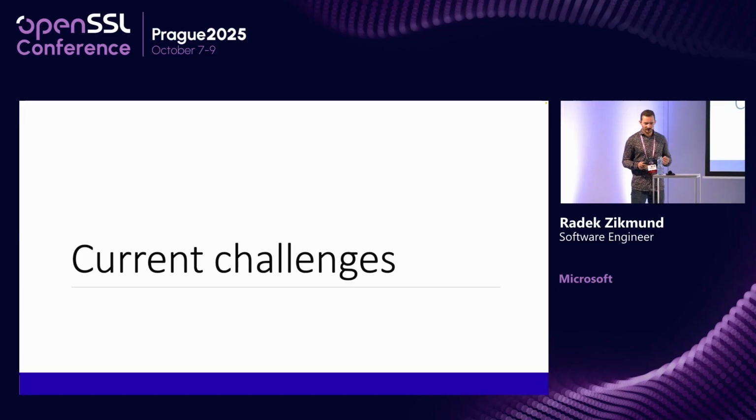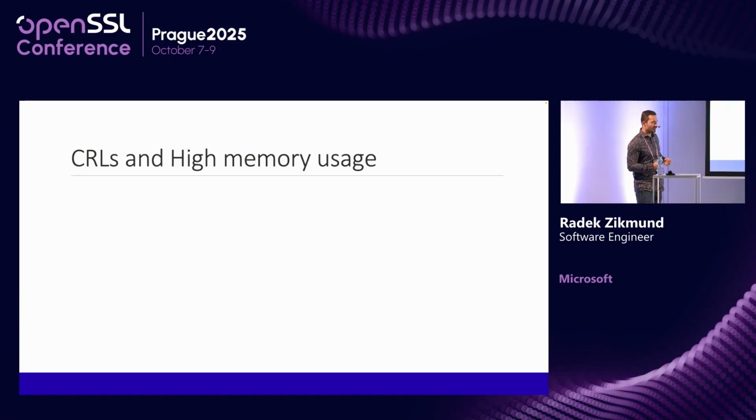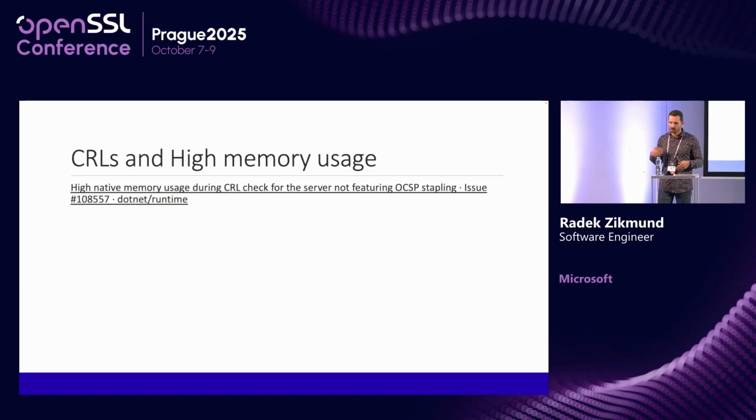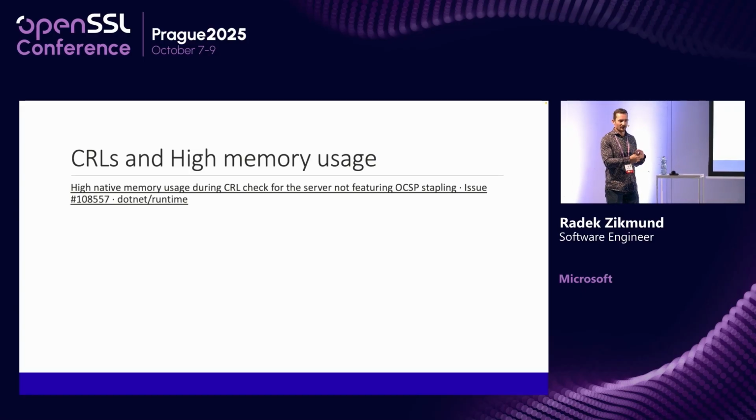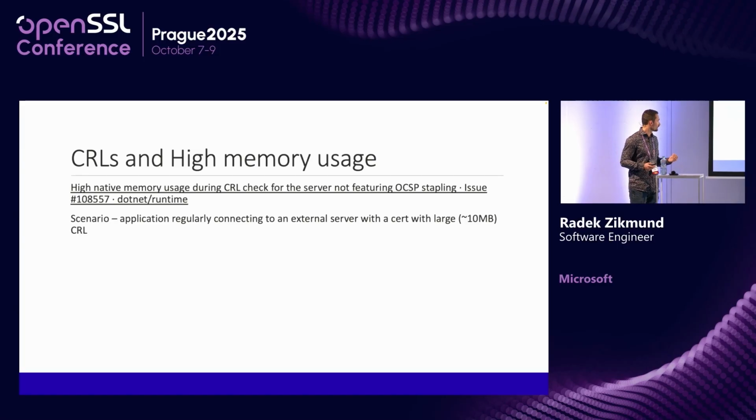So some of the current challenges which we weren't able to solve at the time: we have a long-standing issue about apps which are interacting with servers with certificates which are connected to large certificate revocation lists. And due to some policies, certificate revocation checking is mandatory for these customers, so they can't really turn it off. And what they notice is that when they have even a simple application which is just periodically connecting to such a server, the memory usage is gigabytes more than a normal person would expect.